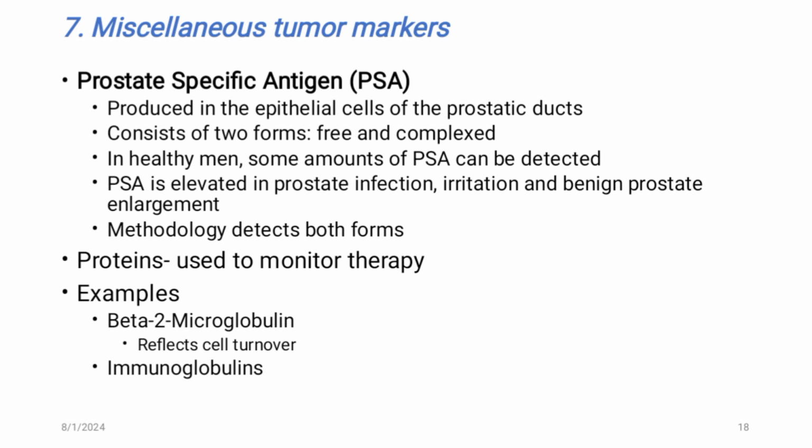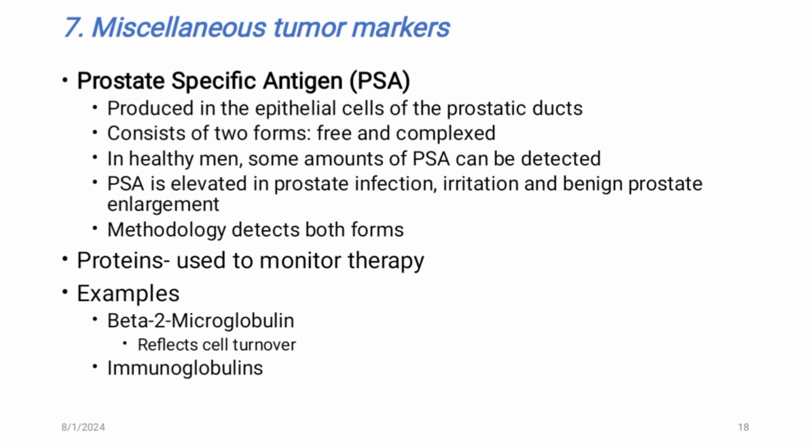These are prostate specific antigens. As the name indicates, it is produced from the prostatic ducts, in the epithelial cells of the prostatic ducts, and consists of two forms, free and complexed. In the healthy man, some amount of the PSA can be detected. So it is normally also produced in the normal man, but in abnormal cases it would be produced in a very high amount, which would give us the idea about the types of the prostatic tumor or the prostatic carcinoma.